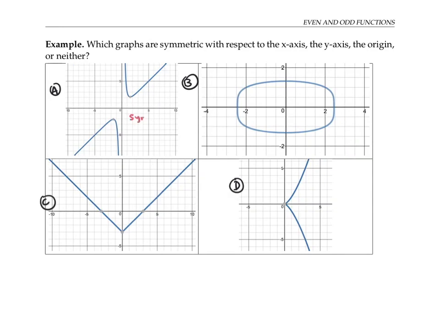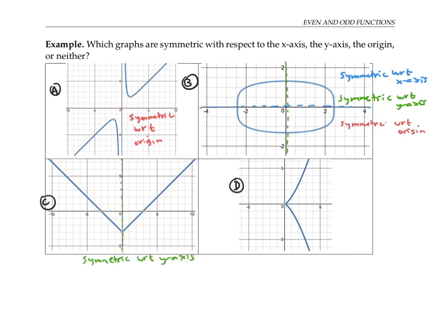Graph A is symmetric with respect to the origin, because if you rotate it by 180 degrees, that is, you turn it upside down, it looks exactly the same. It does not have any mirror symmetry, so it's not symmetric with respect to the x-axis or y-axis. Graph B does have mirror symmetry. I'll draw on the two mirror lines, so it's both symmetric with respect to the x-axis and symmetric with respect to the y-axis. It also looks exactly the same upside down, so it's also symmetric with respect to the origin. Graph C is symmetric with respect to the y-axis, but has no other symmetry. And graph D is symmetric with respect to the x-axis, with no other symmetry.